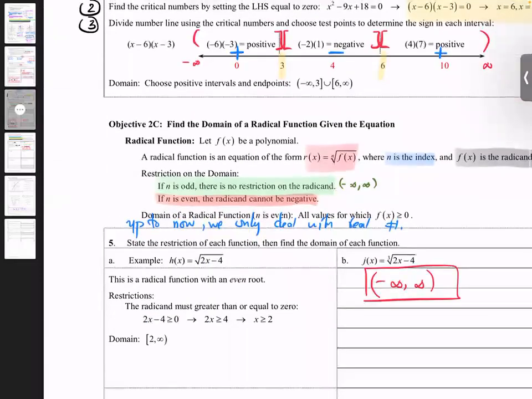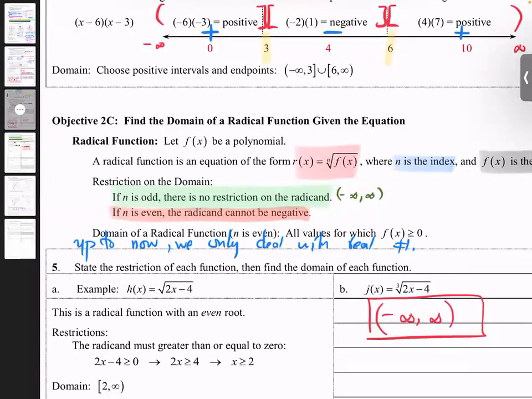A radical function, radical root, right? Like square root, cube root, fourth root, fifth root, etc. Right? Here n is called the index, and f of x is the radicand. If n is odd, like cube root, fifth root, seventh root, then the domain will be all real numbers. If n is even, like square root, fourth root, sixth root, etc., then whatever is underneath the radical has to be at least 0. I mean, you set that greater or equal to 0, and then you solve for x.